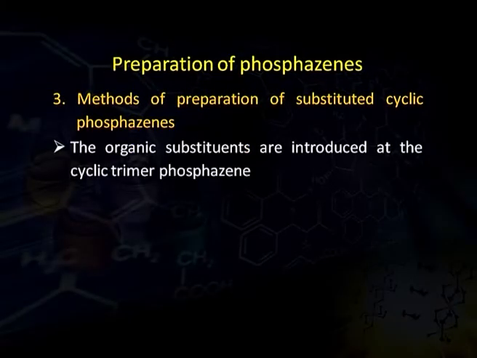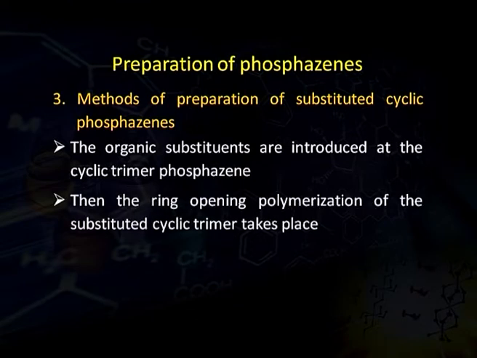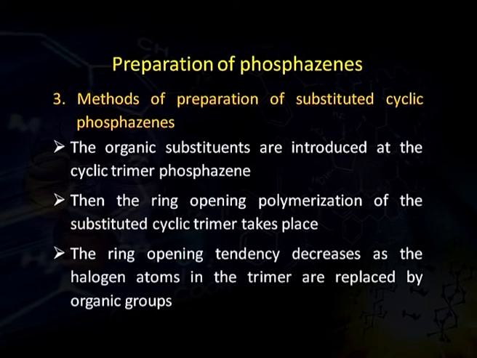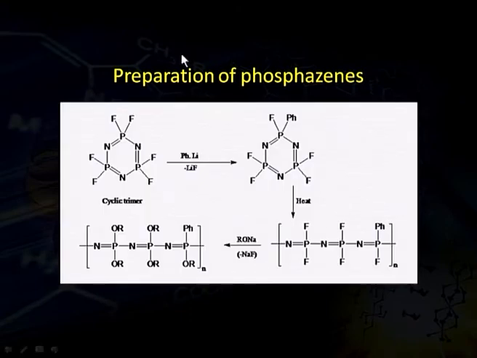The organic substituents are introduced at the cyclic trimer phosphazene. Then the ring opening polymerization of the substituted cyclic trimer takes place. The ring opening tendency decreases as the halogen atoms in the trimer are replaced by the organic group. This is the cyclic trimer. If we react it with phenyl lithium, then one of the fluorine atoms, that is one of the halogen atoms on this cyclic trimer, is replaced or substituted by the phenyl group.